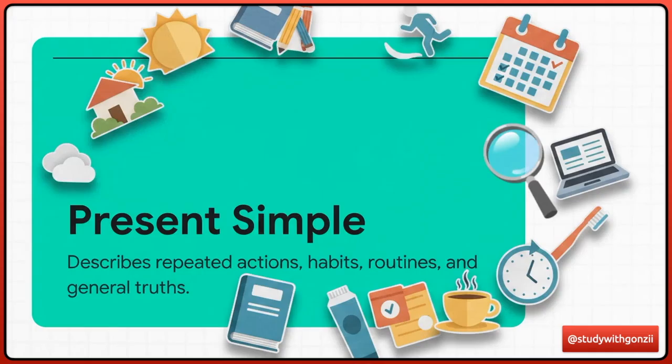I want you to start thinking about grammar not as just a bunch of arbitrary rules, but more like a math formula for real life. The present simple is the tense we use specifically to describe repeated actions, habits, routines, and general truths. So this isn't about what you're doing right this exact second. It's about the reliable reality of your everyday life. It's the tense of consistency. Whenever you want to tell someone about the habits that make you who you are, or the schedule you grind out week in and week out, this is exactly the tool you reach for.